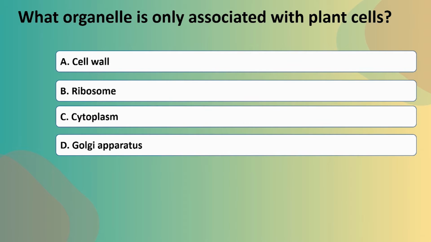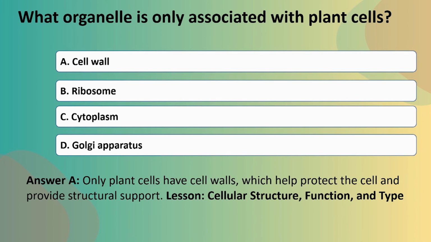All right, question 4. What organelle is only associated with plant cells? A. Cell wall. B. Ribosome. C. Cytoplasm. D. Golgi apparatus. So looking at our answer options, it's pretty clear if you memorized your cell organelles that our best answer option is actually going to be A. Cell wall. And that's because only plant cells have cell walls which help protect the cell and provide structural support.